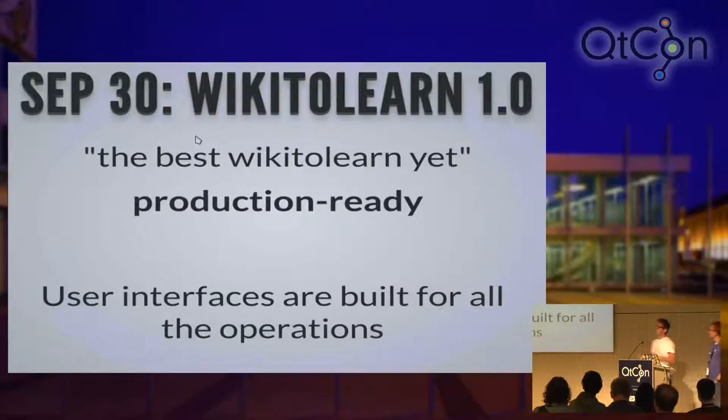Okay. First of all, so far WikiToLearn has been an experimental project. We tried to figure out what was going well and which problems we had. After figuring it out, we have decided to release by September the 30th, so by the end of this month, WikiToLearn 1.0. This will be, as someone would say, the best WikiToLearn yet. It will be the production WikiToLearn, so we are trying to move from experimentation to production ready. We are trying not to make the user need any more code, but to have every operation have its own user interface.